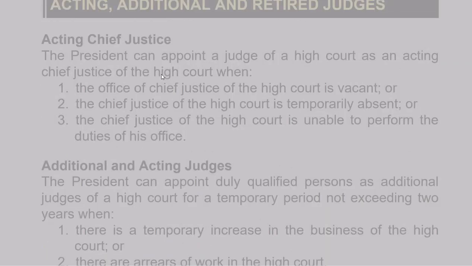Acting, additional and retired judges. Acting Chief Justice. The President can appoint a judge of a High Court as an acting Chief Justice of the High Court when 1. The office of Chief Justice of the High Court is vacant, or 2. The Chief Justice of the High Court is temporarily absent, or 3. The Chief Justice of the High Court is unable to perform the duties of his office.